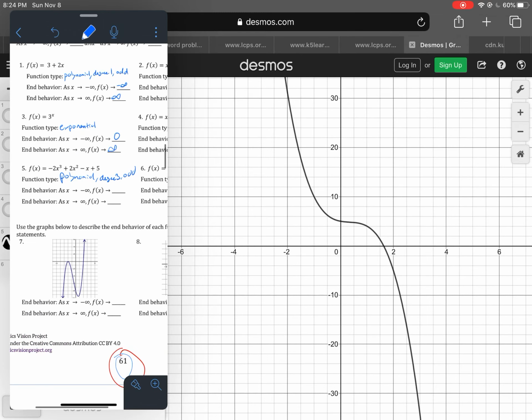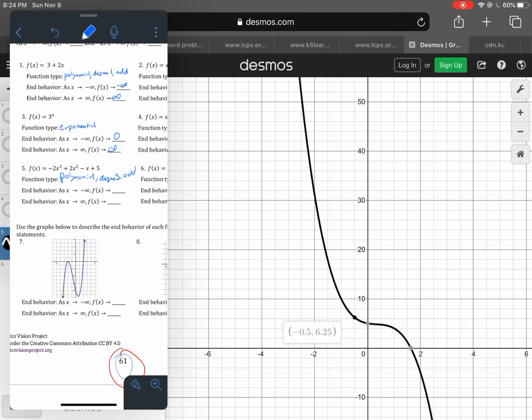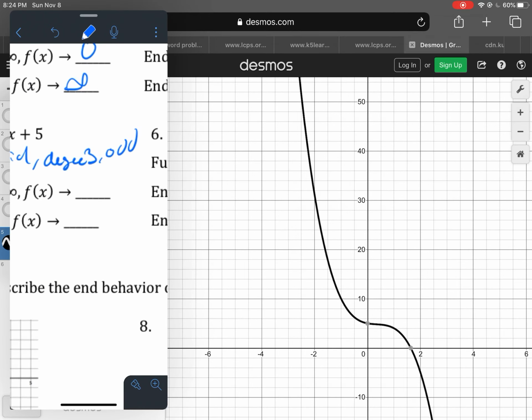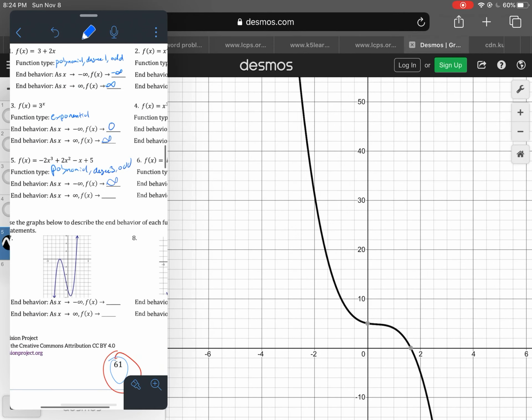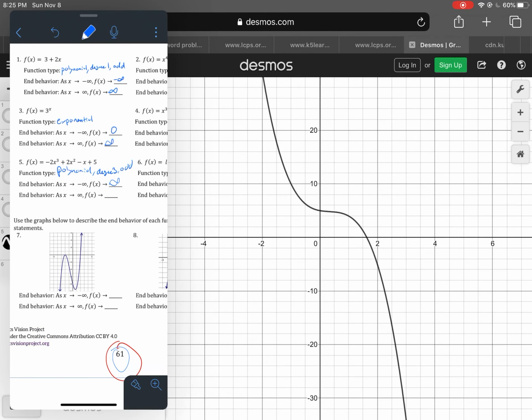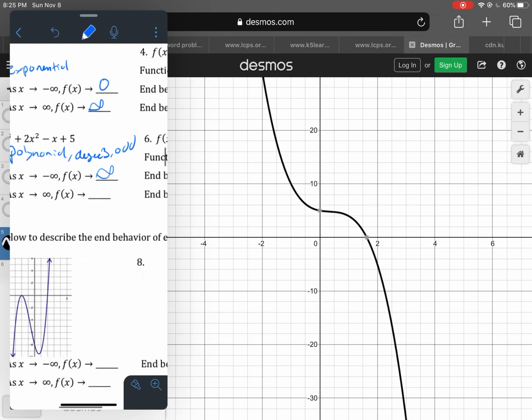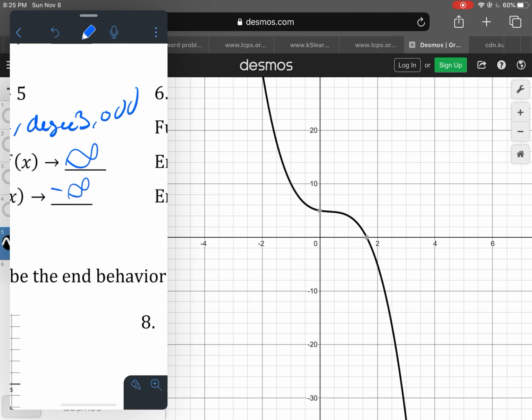All right. Now what happens as x approaches negative infinity? Well, as x approaches negative infinity, the function actually approaches positive infinity, right? As x goes negative, the function goes positive. So this is going to be positive infinity. And then what happens as x approaches positive infinity? Well, the function goes down, so it approaches negative infinity.